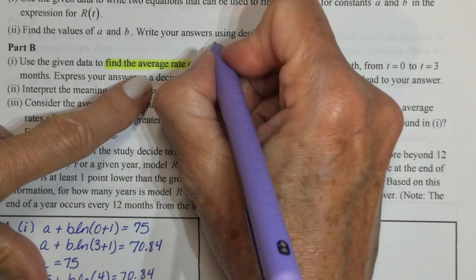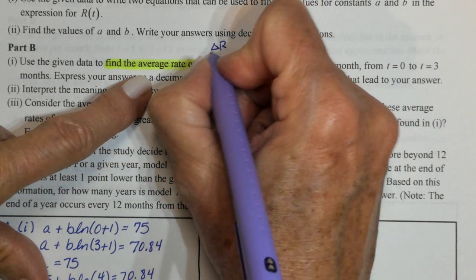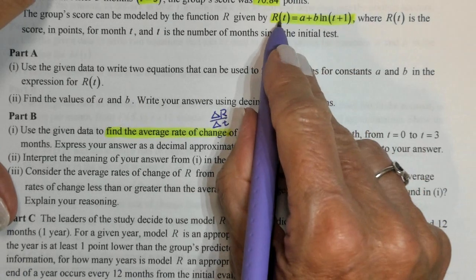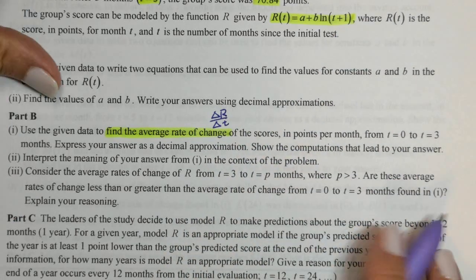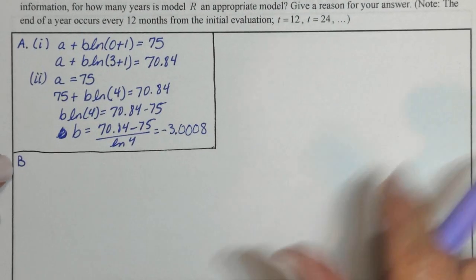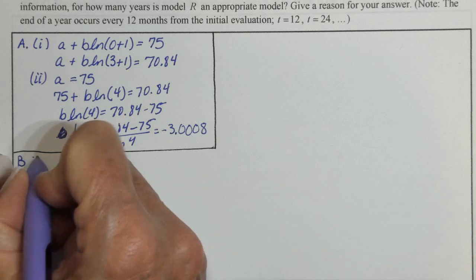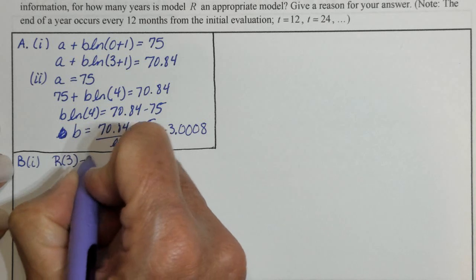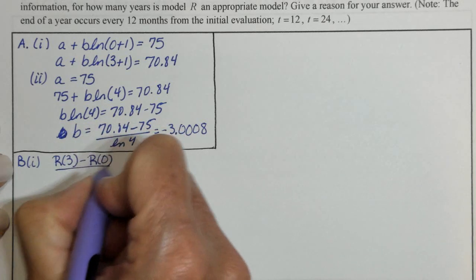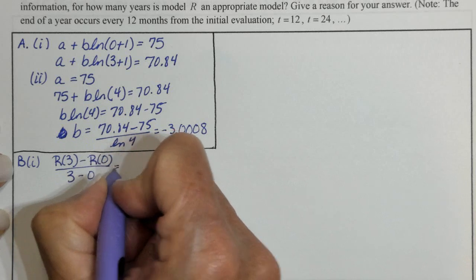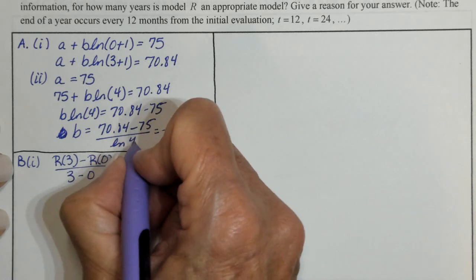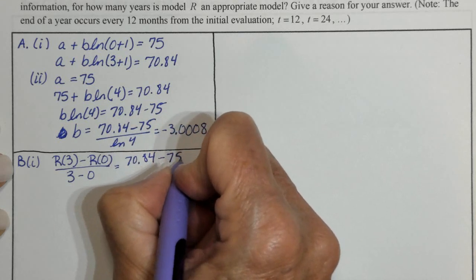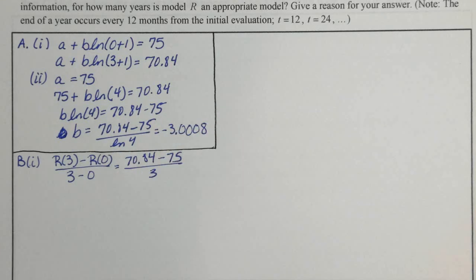As soon as I see that, I think change in over change in. Our function is R. Our independent variable is T. So I need R at time 3 minus R at time 0, divided by 3 minus 0, and that was 70.84 minus 75 over 3.